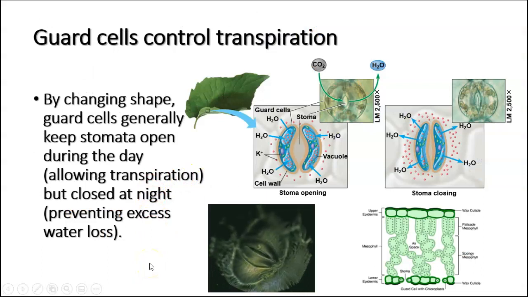Transpiration is controlled by the guard cells. The guard cells are found generally on the bottom sides of leaves, although there are some leaves that have the stomata on the upper surface of the leaves as well. But by changing shape, the guard cells can keep the stomata open during the day and closed at night. Or open during the night and closed at day, depending on the plant and where it lives.